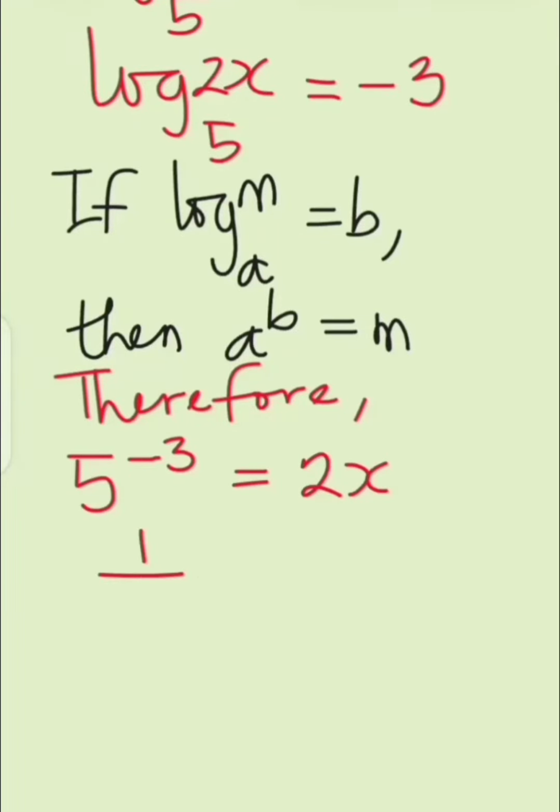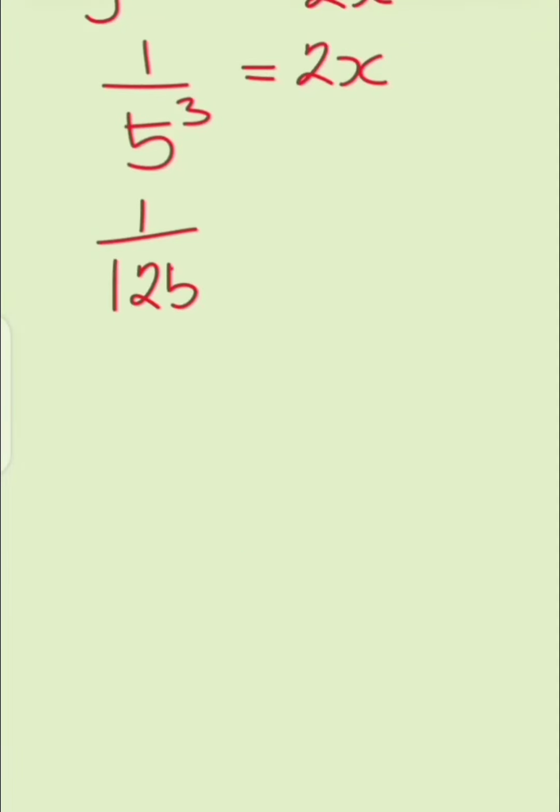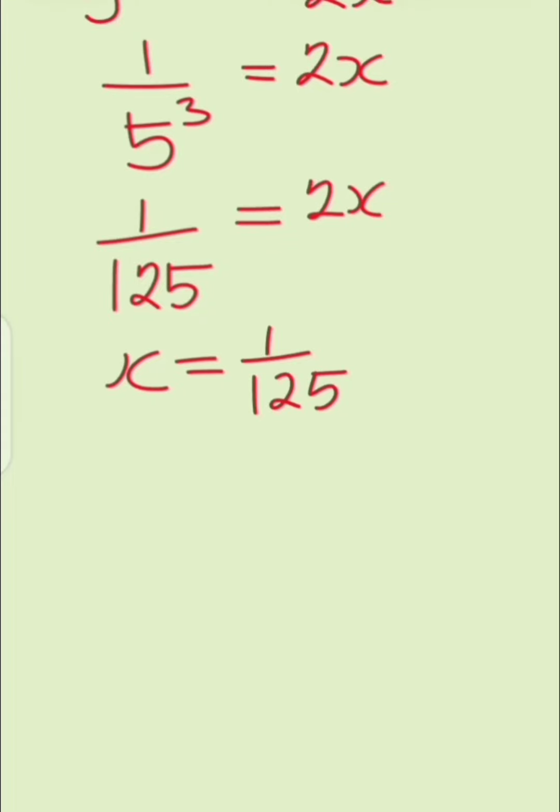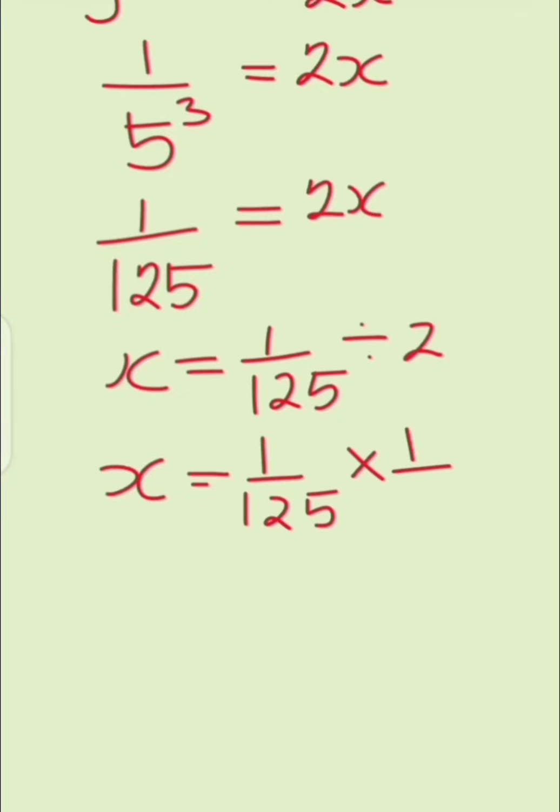And that is 1 over 5 raised to power positive 3 equals 2x. 5 raised to power 3 is 125, so 1 over 125 equals 2x. And we have to divide both sides by 2. So we divide 1 over 125 by 2, which becomes 1 over 125 times 1 over 2. X then is 1 over 250.